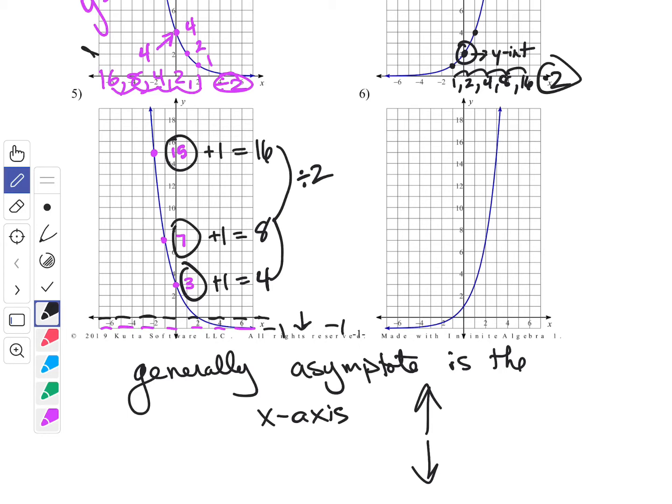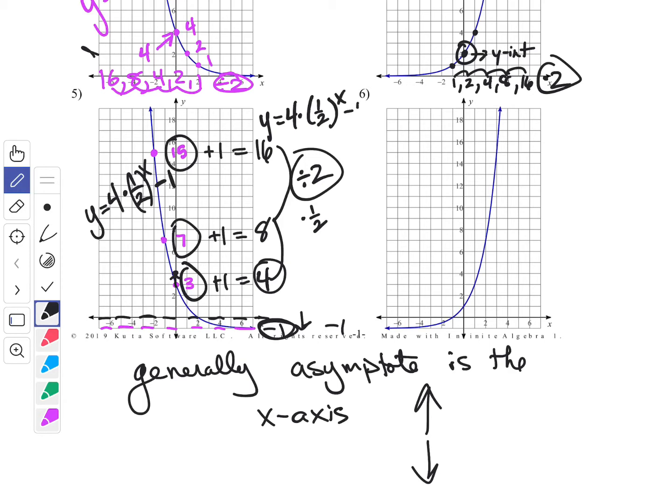Okay? So I'm going to go y equals, okay, so it should have been, my y-intercept should have been up there at 4, so we'd start at 4, and we should be dividing by 2, or timesing by 1/2, right? Timesing by 1/2, okay, to the x power. Now there's one more thing that we're doing, we're subtracting 1 from it, so I put subtract 1. So that's what my equation should look like.